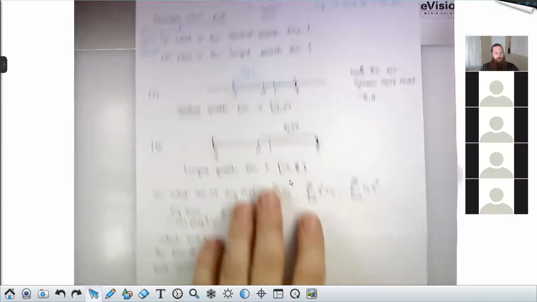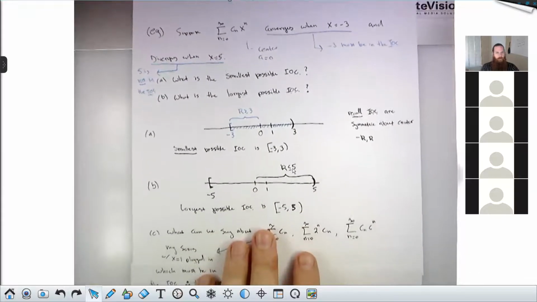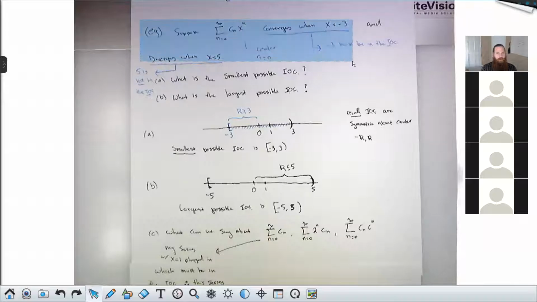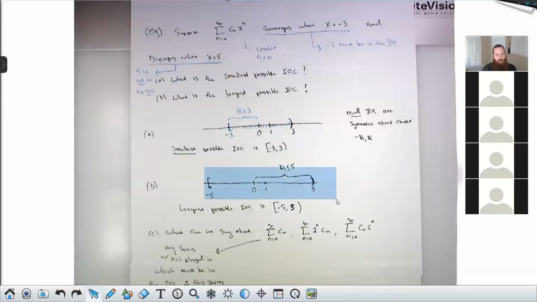The idea is that up here at the outset, I wasn't given enough information to say exactly what the interval of convergence has to be. I was just given enough information to get some estimates on the interval of convergence. This is enough to tell me that in the worst case, the smallest IOC is -3 to 3. And this is enough to tell me that in the best case, the largest possible IOC is -5 to 5.